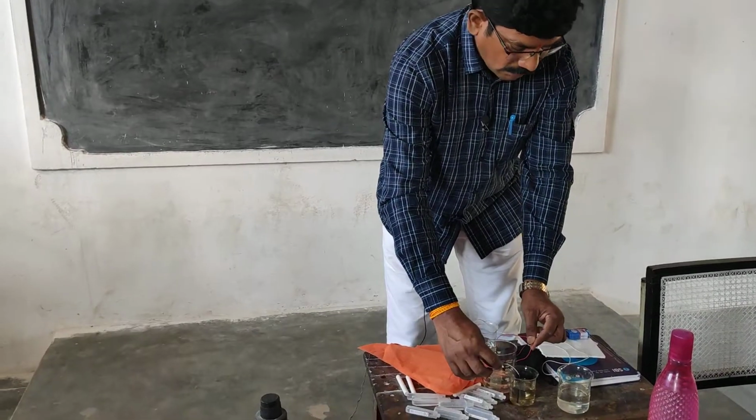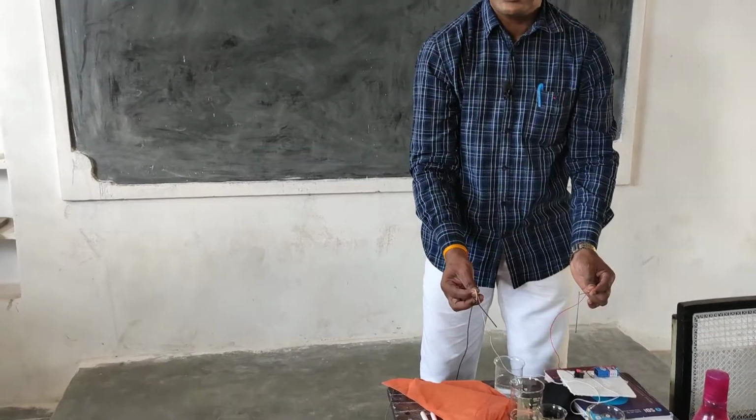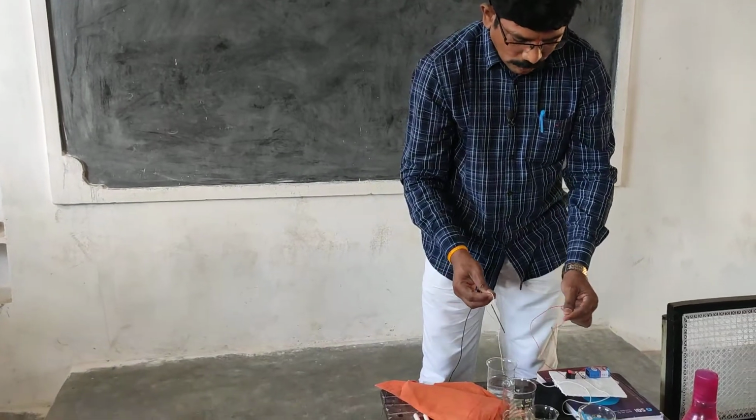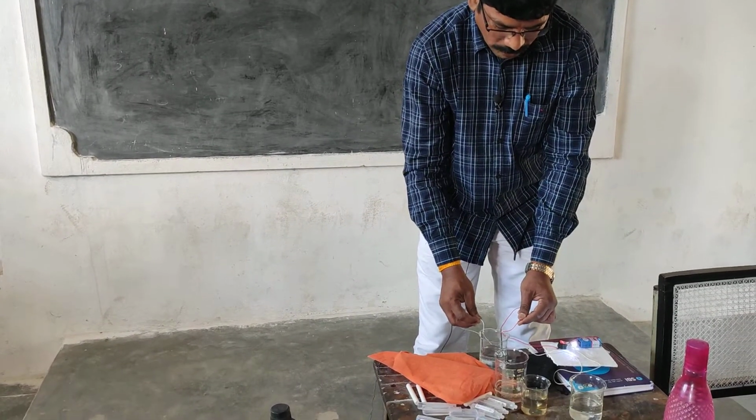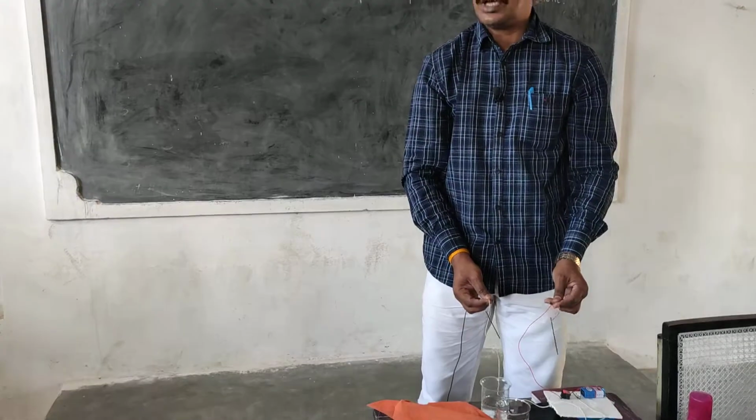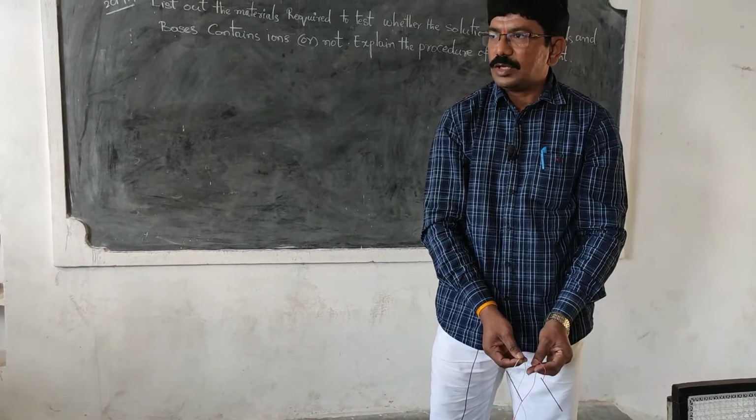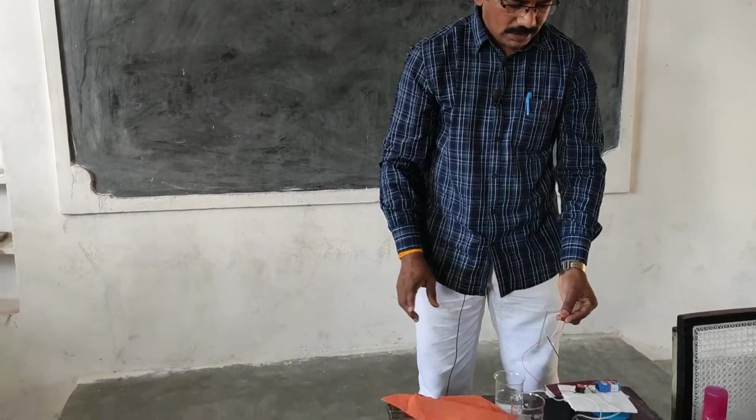So it is a clear indication that acid solution conducts. See this one, this is the distilled water. This distilled water is not allowing any current, whereas the acid solution is allowing the current to pass through it. Are you clear? Do you understand? This is all about this experiment. Right.